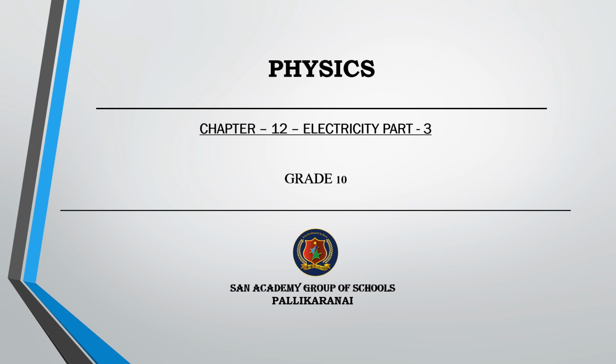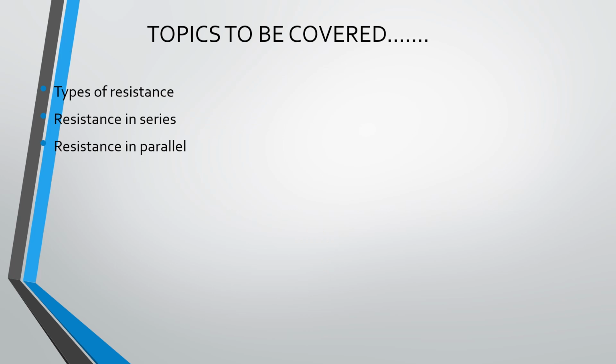Today we are going to discuss chapter 12, electricity, part 3. Topics to be covered in this session are types of resistance, resistance in series, and resistance in parallel.